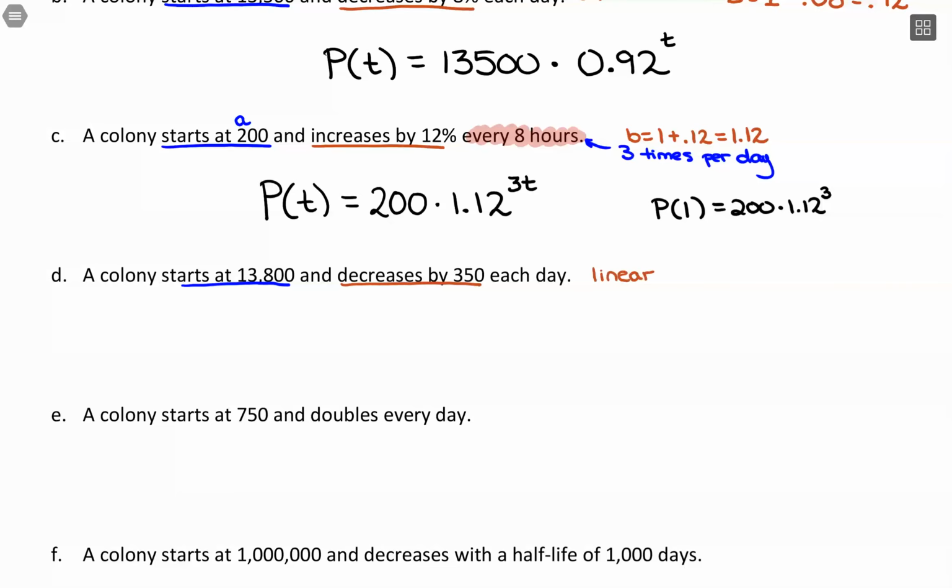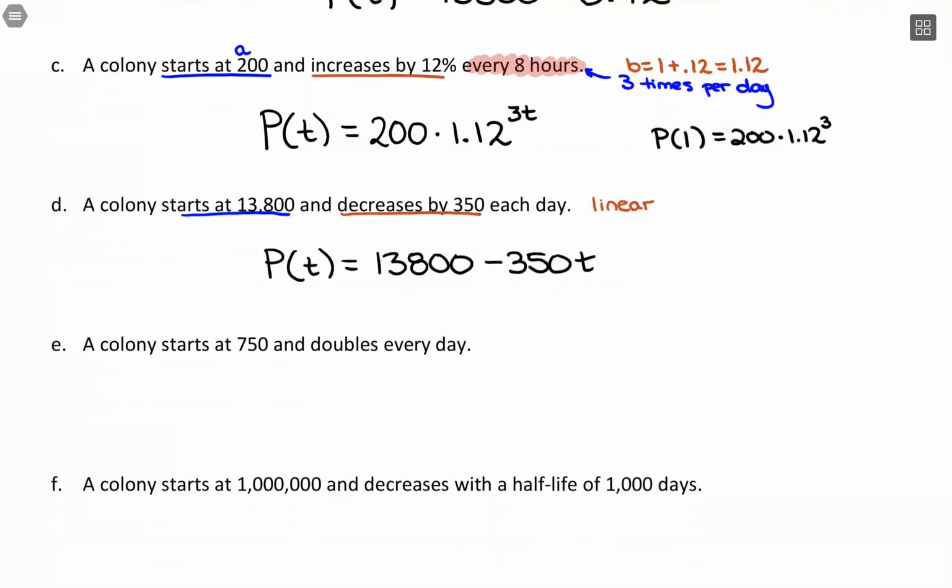This is a linear function where we have our y-intercept, and then we have this rate of change that would be the slope of our line. So this right here will be p of t equals, we have our initial value, but then we're subtracting 350 per day. So the key being, basically, is units. It's not a percentage, it's not a multiplication of anything, it's subtraction of a certain amount.